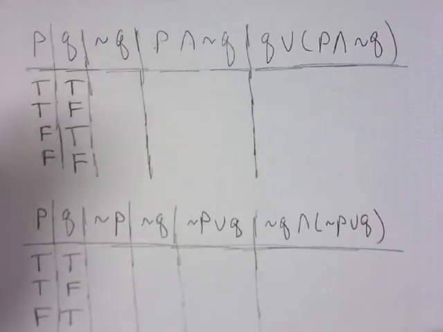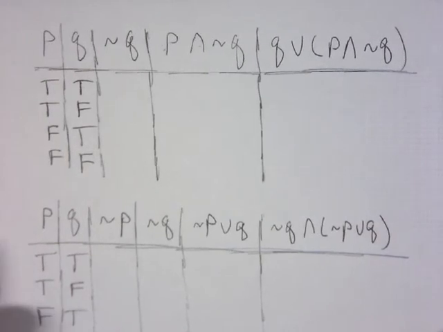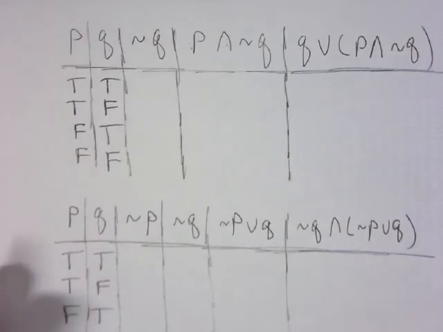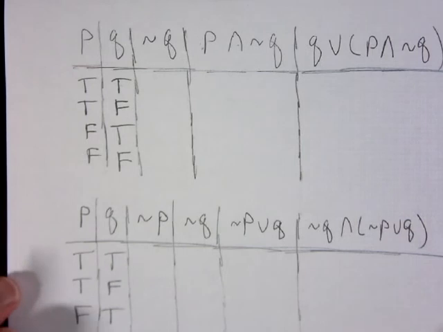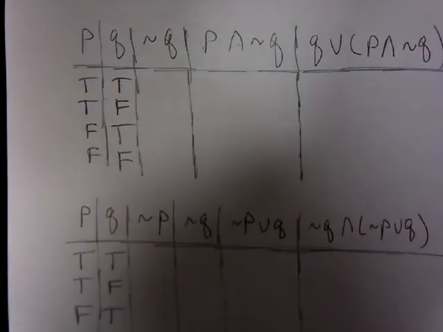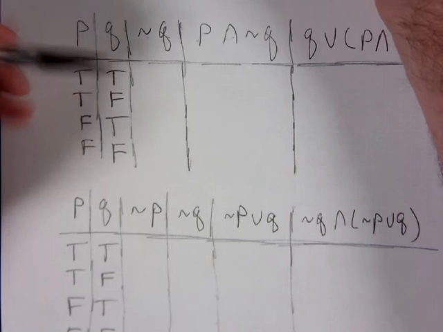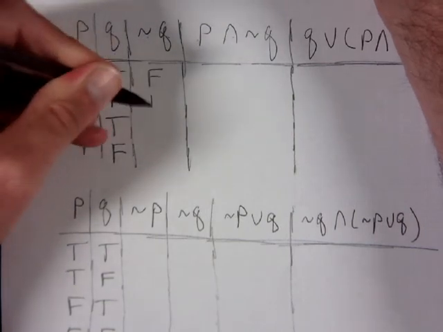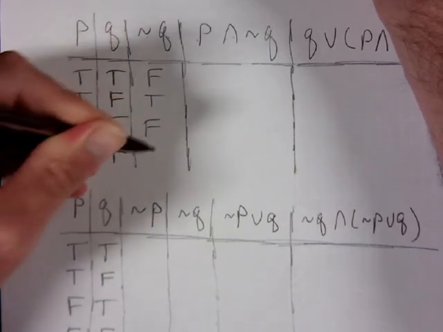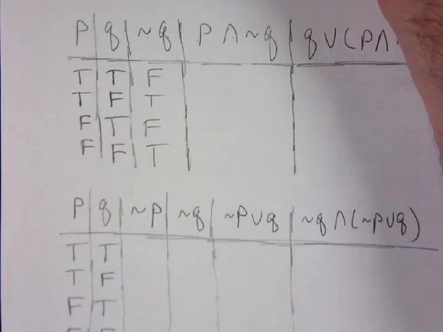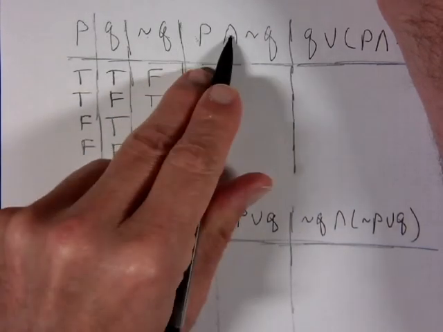Once again, the first two columns are the same as they normally would be. They're filled out with all the possibilities for true and false. And so from here, we just have to use those columns to fill out the rest of it. And we can. Not Q, I'll take this and change it to false, true, false, true. That's my first step.